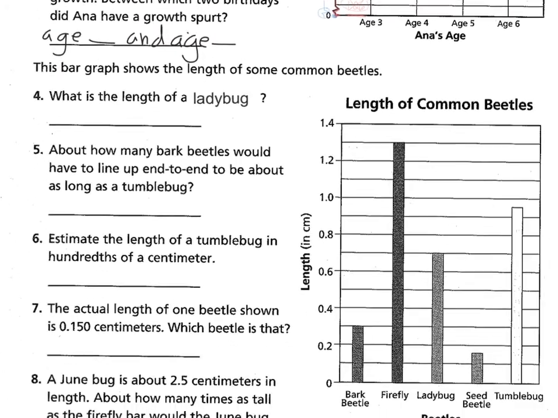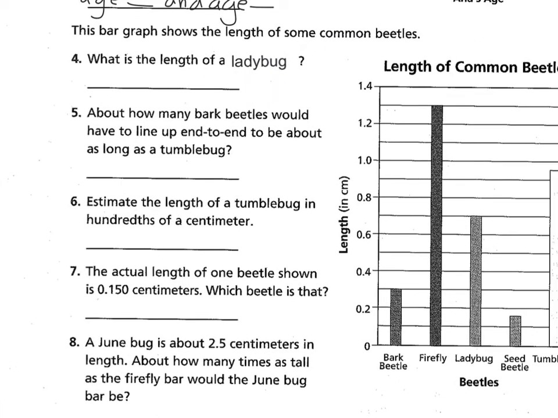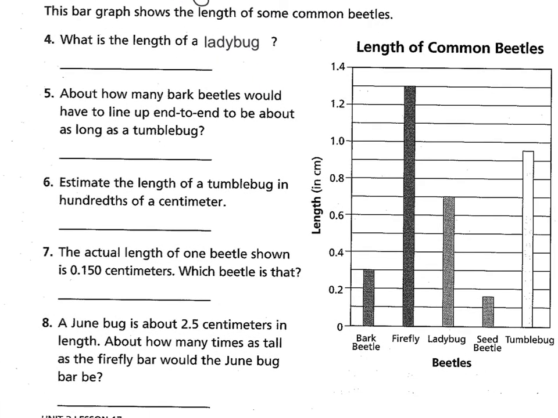I'm going to continue on. This bar graph shows the length of some common beetles. Notice we have a bar graph now because we're talking about discrete data, and discrete data means we're measuring different things. And as you can see on the bottom, we're talking about different beetles and their length in centimeters, length of common beetles. There's no change over time, so we would not use a line graph like before.